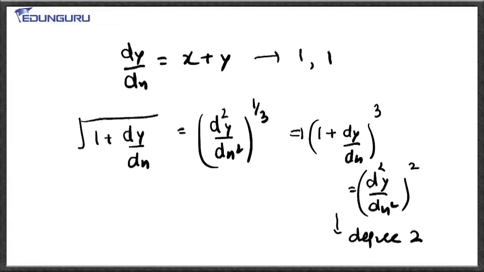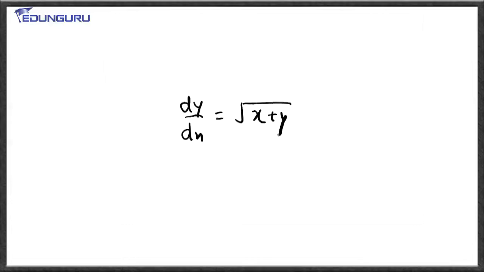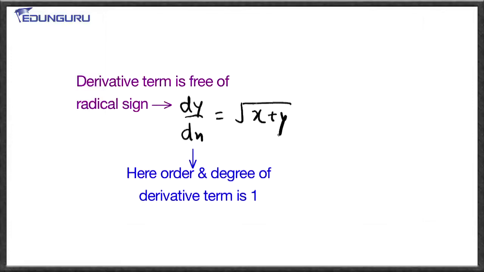Remember, students, the radical sign has to be removed only from the derivative term. Suppose my differential equation is dy dx equal to square root of x plus y, then I will not square this equation and say that the degree is 2. The derivative term dy dx has the power 1, so we say order 1, degree 1. We do not remove the square root which is over x plus y. So degree is to be read when all the derivative terms are made free of radical signs.